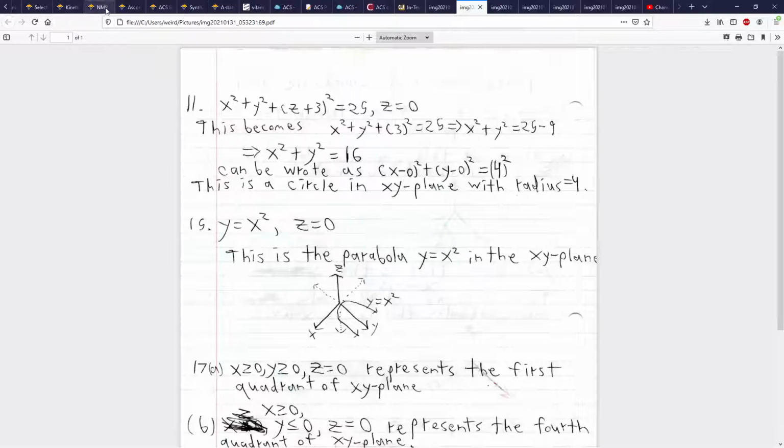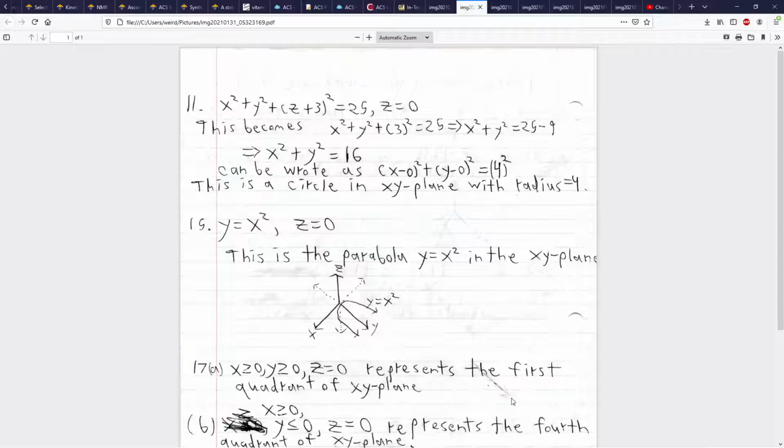So here's another equation we're given: x squared plus y squared plus the parentheses z plus 3 squared equals 25, and z equals 0. So yeah, you basically simplify it down. You combine your like terms, so 9 on one side, 25 on the other side. You can subtract 9 on both sides. You get the formula x squared plus y squared equals 16. And this can be written as x minus 0 squared plus y minus 0 squared equals 4 squared. So a circle in the xy plane, radius equals 4.